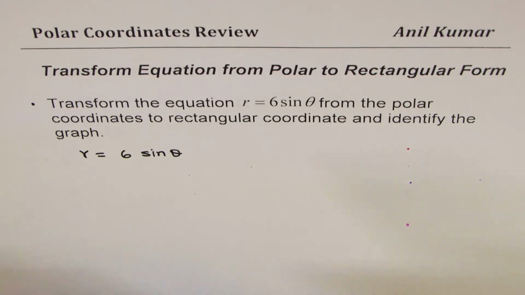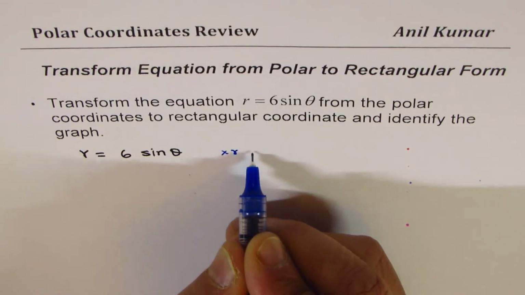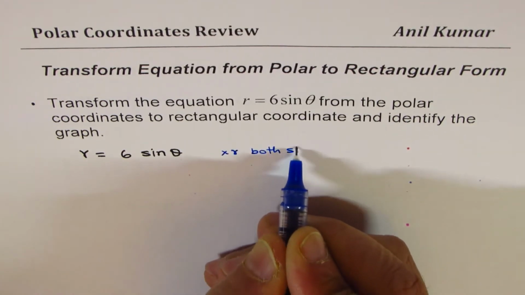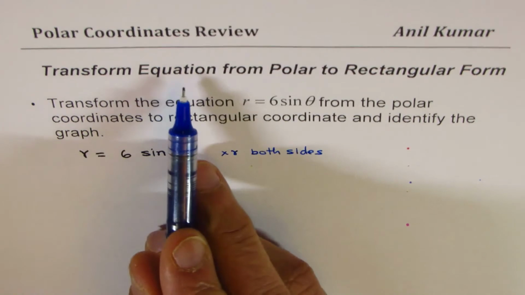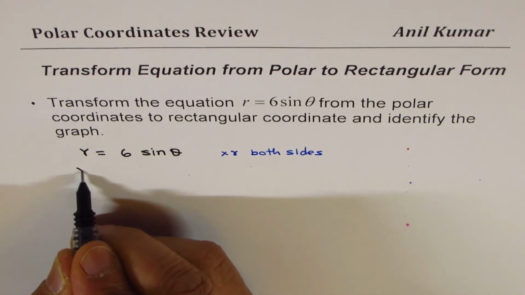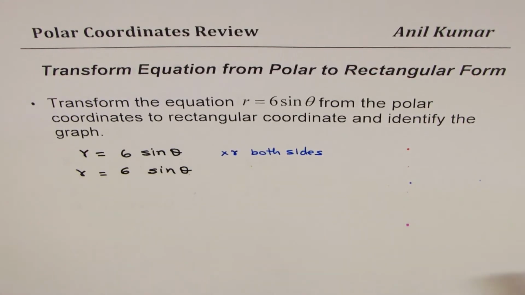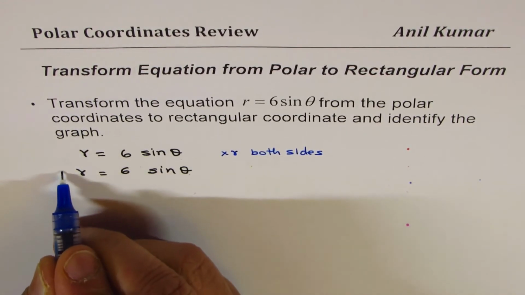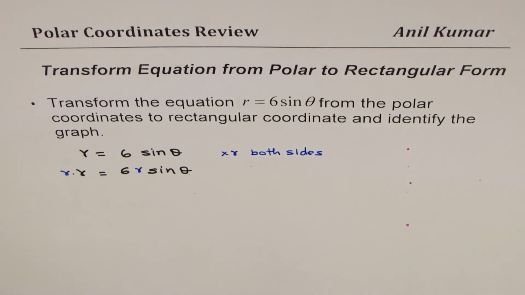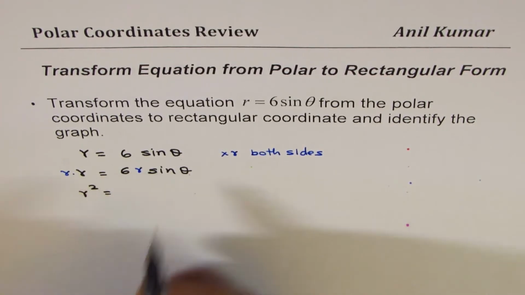Now there are steps to follow. Whenever you are transforming an equation from polar to rectangular coordinates, the first step is you should multiply by r on both sides. So you have this equation r equals 6 sine theta, multiply both sides by r. You get an idea, right? So r times r is r squared, and here you get 6r sine theta.